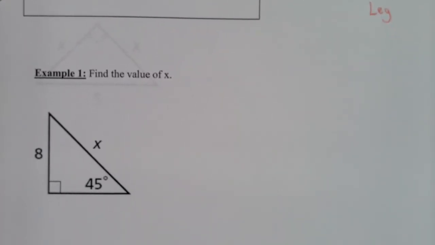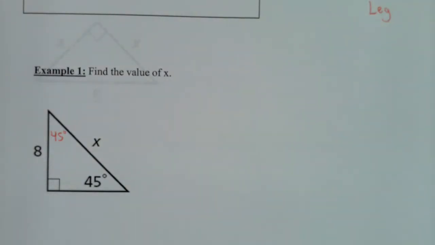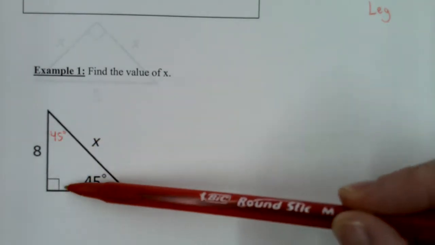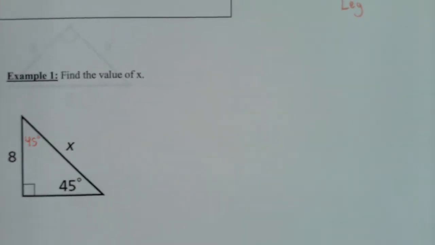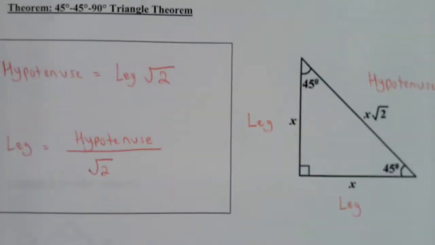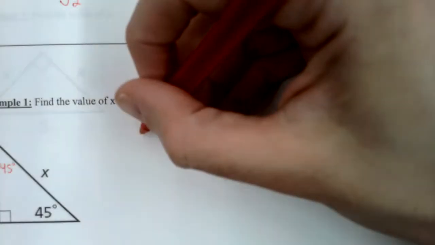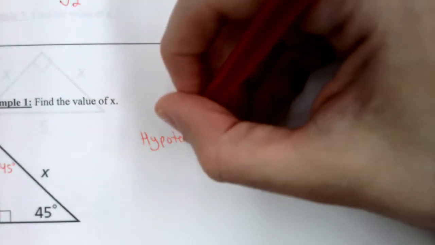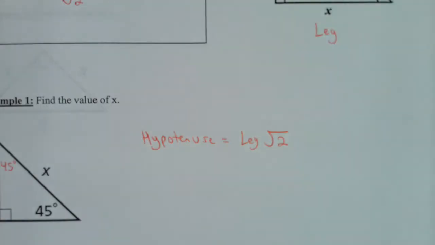Example 1, find the value of x. Now you should know all the angles in the triangle add up to 180 degrees. So since that's 90 and that's 45, this missing angle has to be 45 degrees. And you'll see it is a special triangle because it's a 45, 45, 90 triangle. Now you have to solve for x. X is the hypotenuse. We're going to use this formula above. The hypotenuse equals a leg times the square root of 2. Okay? Each leg is the same.